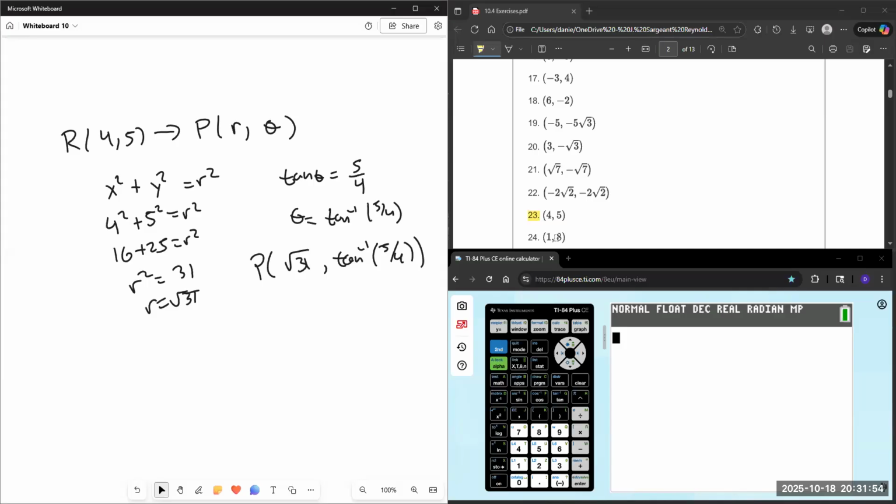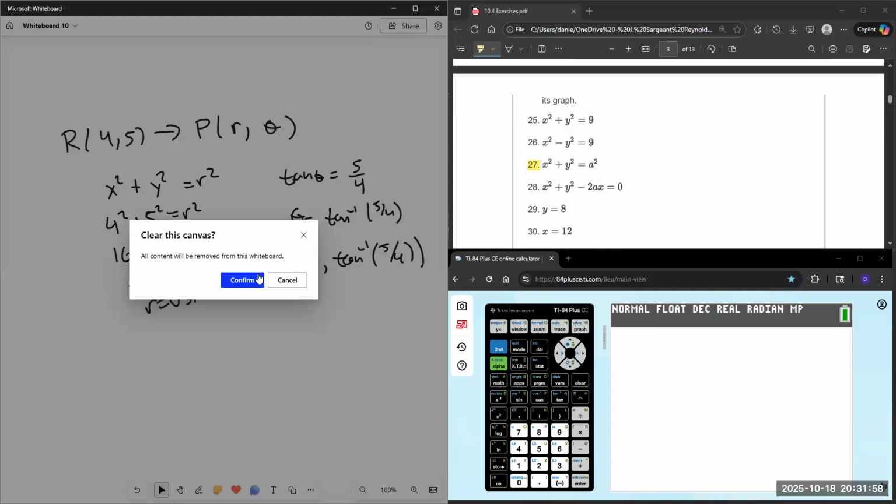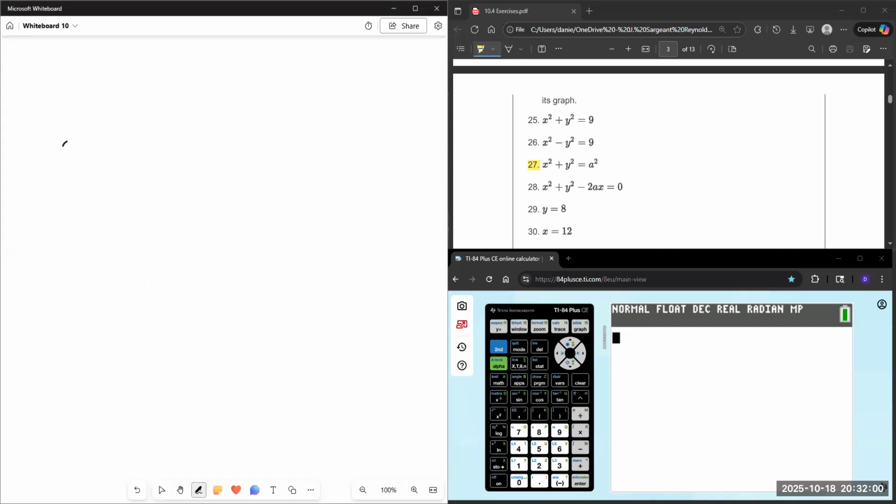Let's go ahead and look at number 27. We have a rectangular equation here: x squared plus y squared is equal to a squared, where a is a constant. And we want to change that into polar form, where x squared plus y squared is r squared. If r squared is a squared, r is a. And that's the equation of a circle of radius a.